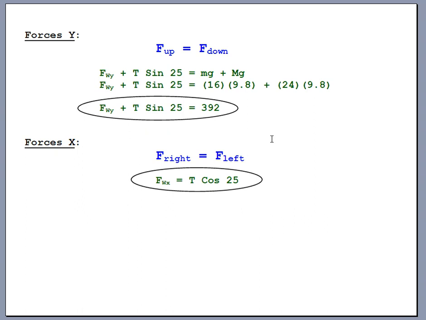Another equation with two unknowns, and not even the same two unknowns. There's now a third unknown here. So we need something else. We're going to have to go with some torques.